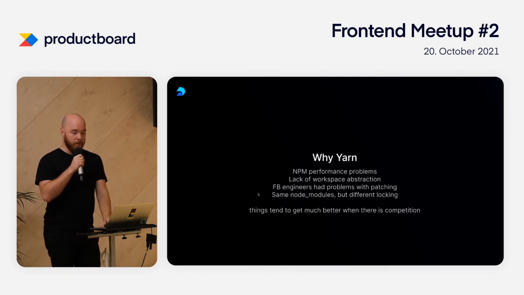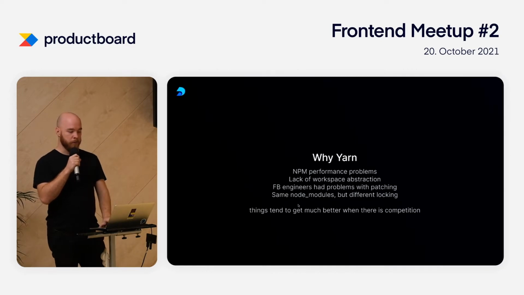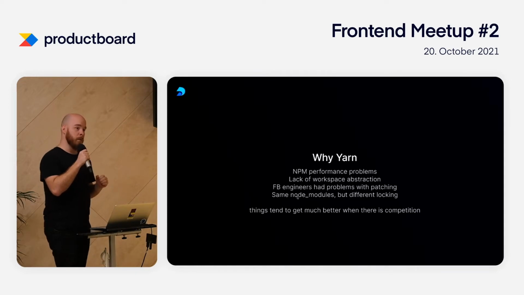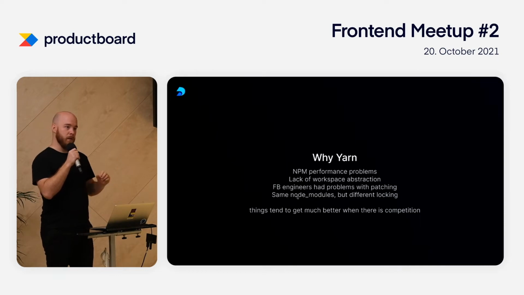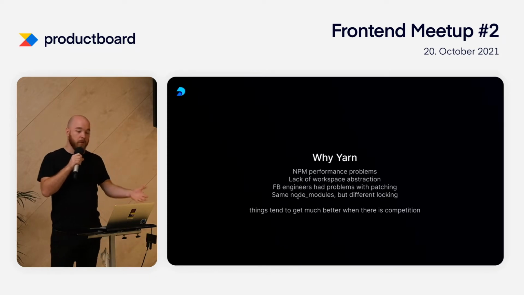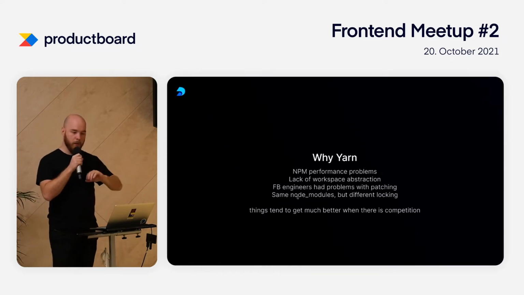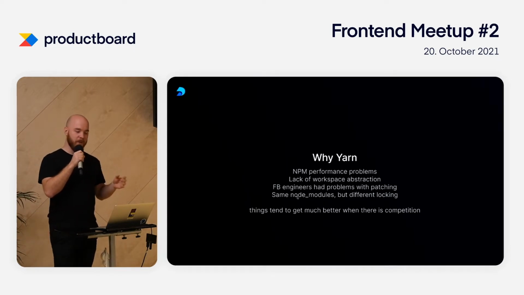So yeah. And so Facebook engineers also had some problems with patching. I will talk about it later. And also, Facebook engineers thought that there might be some other mechanism to resolve some things and be faster when installing all the libraries. So they started Yarn in 2016, and it was huge. It was like a launch, and it was open source, and you could contribute, and it was fast, and everybody was happy.